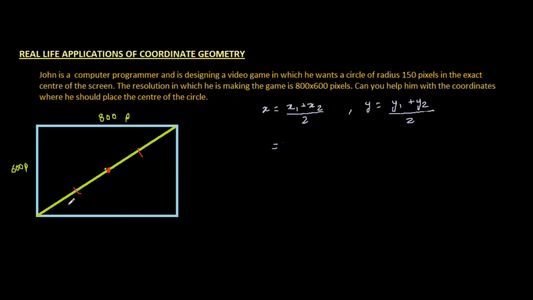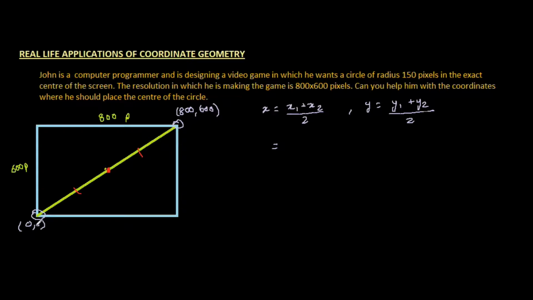And for that we need the coordinates of this point here and this point here. So if this is the origin and the coordinates are (0, 0), then obviously it goes 800 pixels to the right and 600 pixels up. So the coordinates of this point would be (800, 600).